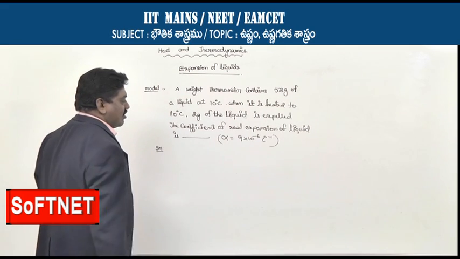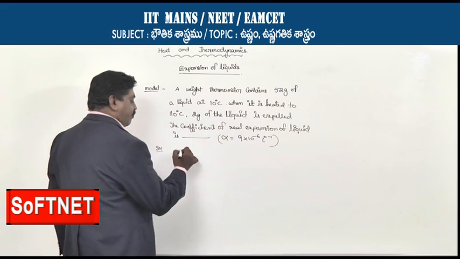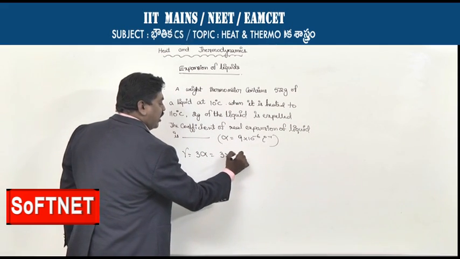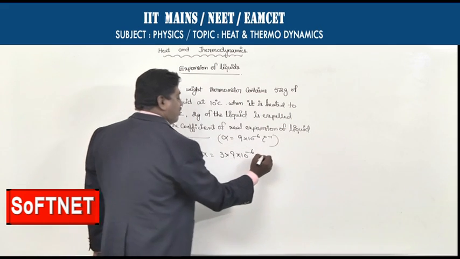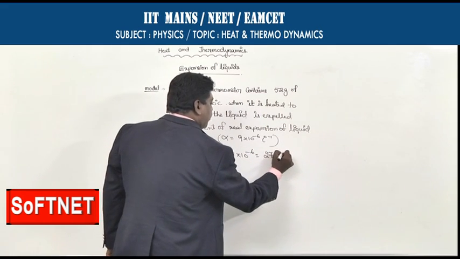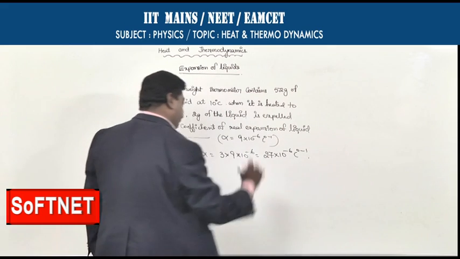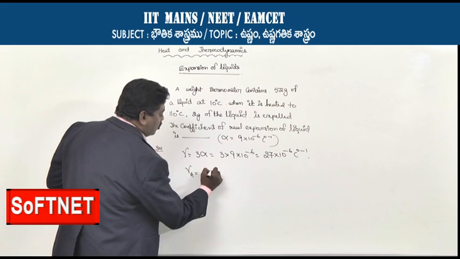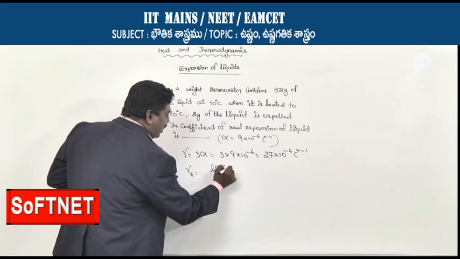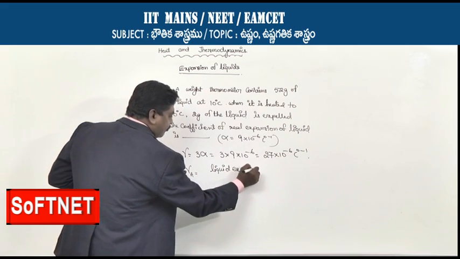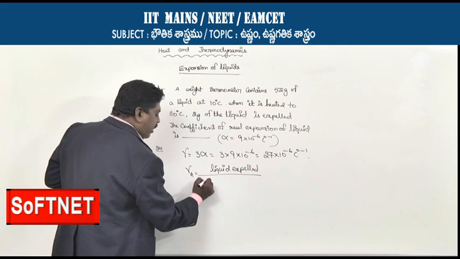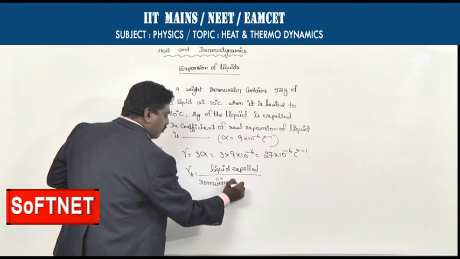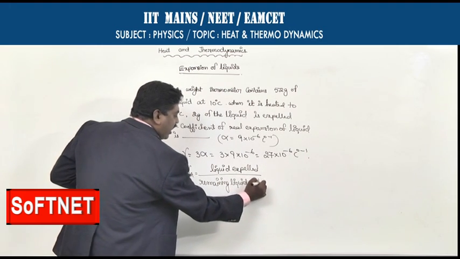At first, we try to find out the γ value. γ is given as 3α, 3 into 9 into 10 to the power of minus 6, which is given as 27 into 10 to the power of minus 6 per degree Celsius. And the next thing is regarding γ_A. γ_A is equal to liquid expelled by remaining liquid into change in temperature.